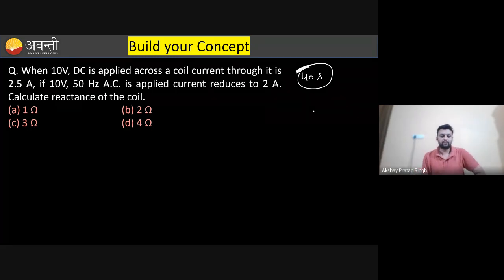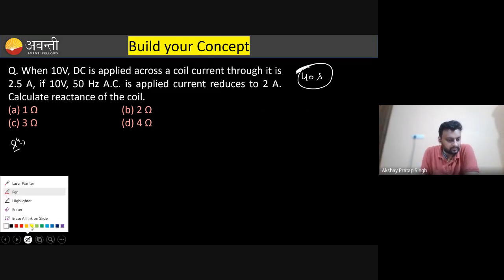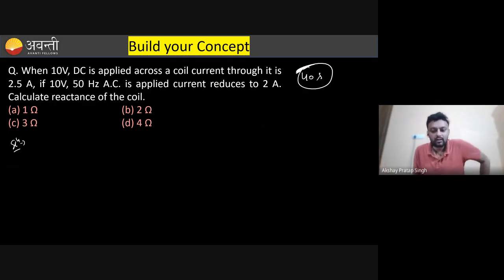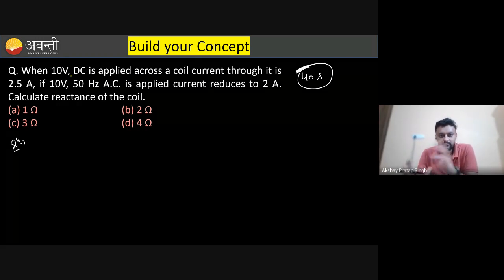Okay, listen to me. Look at the screen. First thing, 3 ohm. Namita is saying 3 ohm. Okay, very good, Namita. First of all, everyone should listen to me.